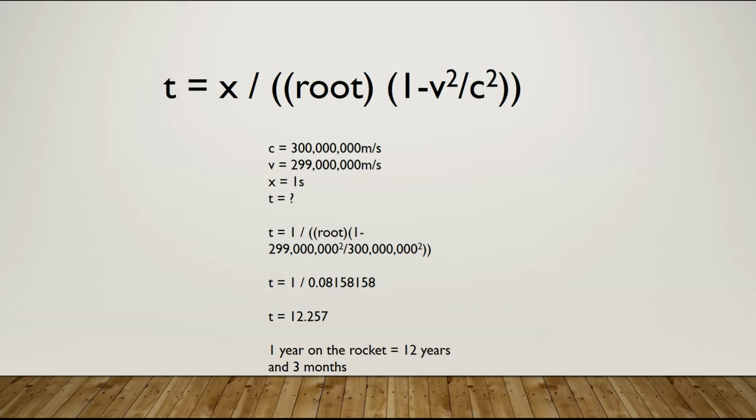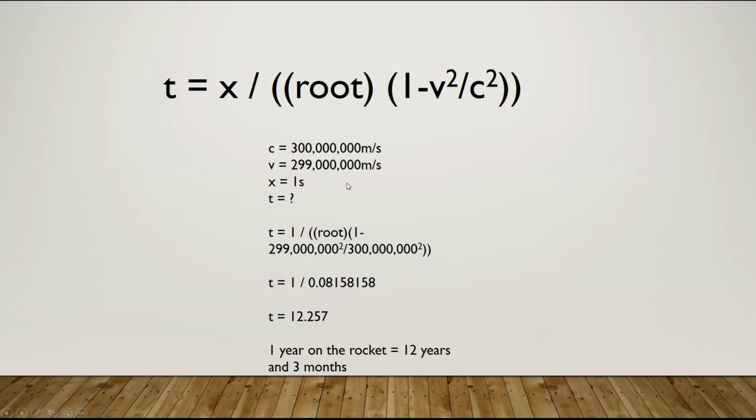So if you're on the thing moving from planet A to B, everyone on planet A, B, and C are going to think it takes 12 years. You're only going to experience 1 year of your time. This then starts to get very, very exponentially higher as we go closer and closer to the speed of light.